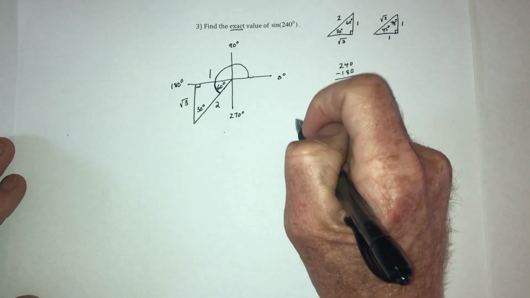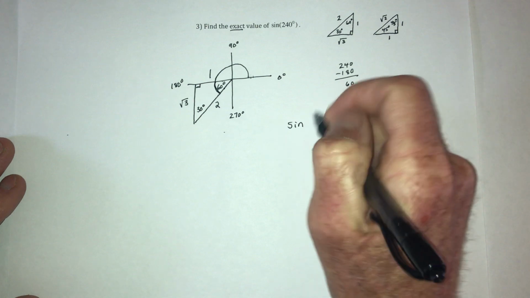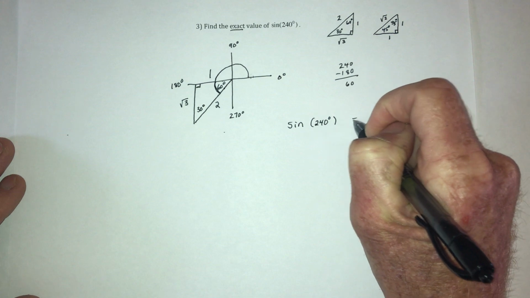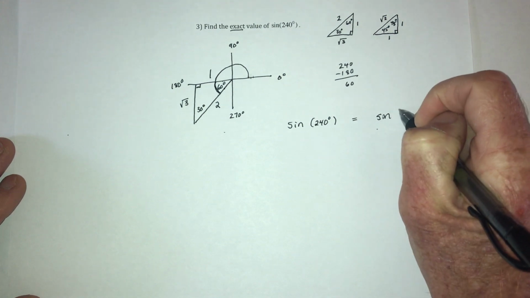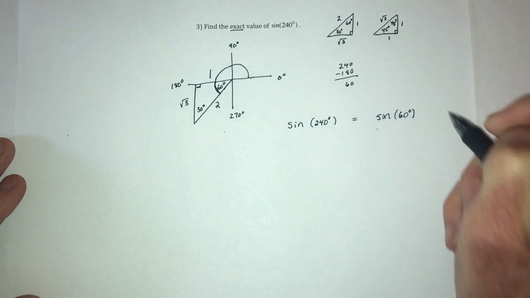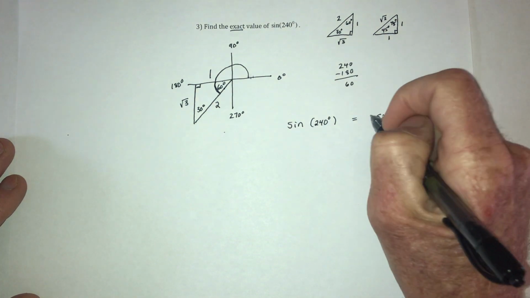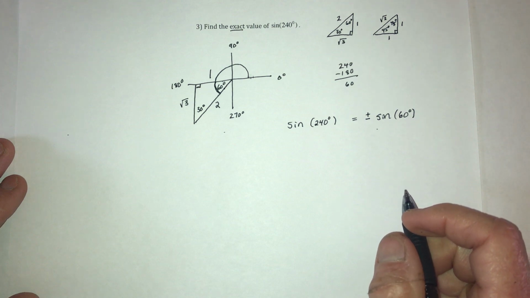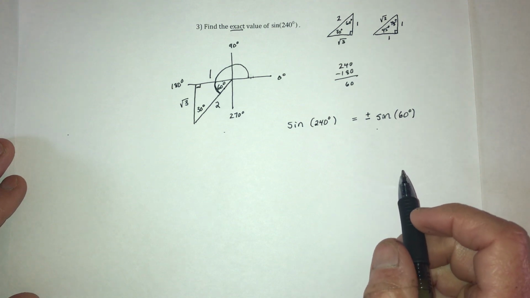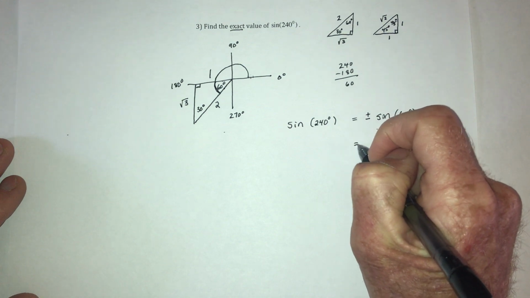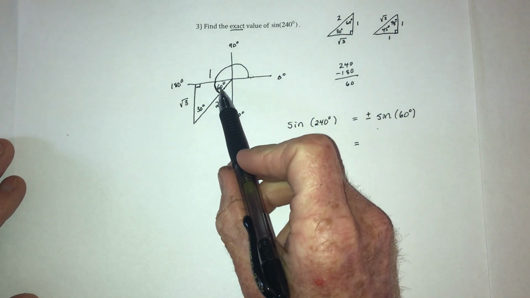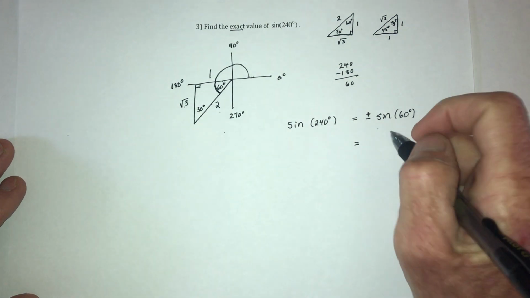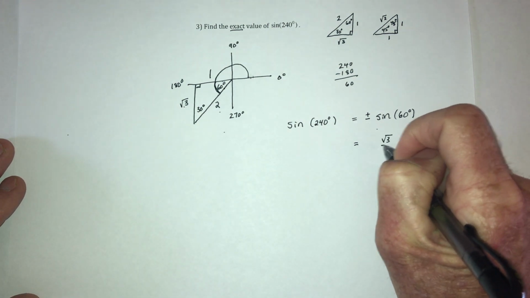And the fact that we're going to use is when you take sine of 240 degrees and you take sine of 60 degrees, you will get the same answer with the exception that it's either supposed to be positive or negative. And that part we'll figure out in just a second. So sine of 60. So here's the 60. Sine is opposite over hypotenuse. So it's square root of 3 over 2.